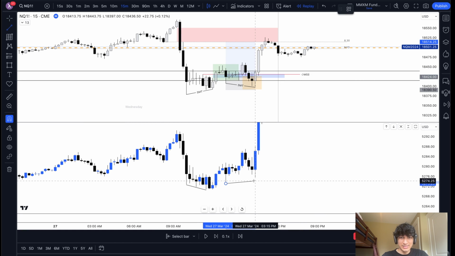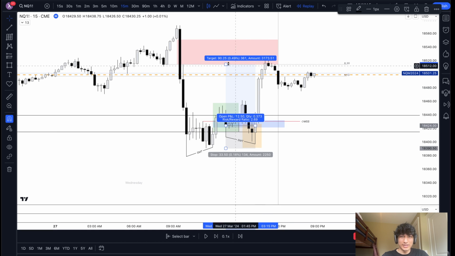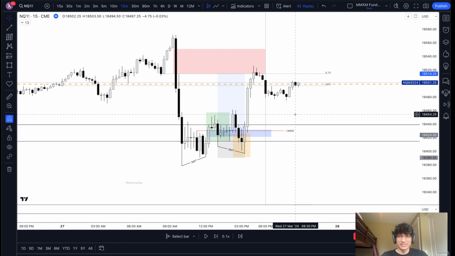As you can see, this SMT forms, which gives me an additional confluence that my PD array here, despite being closed through, is a valid entry. And again, we get a quick distribution to our buy side target in the PM session. Another fantastic trade leveraging this model from the MMXMTrader.